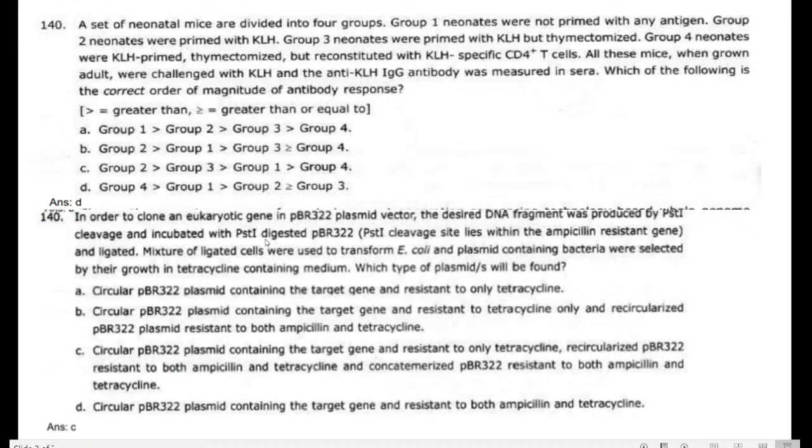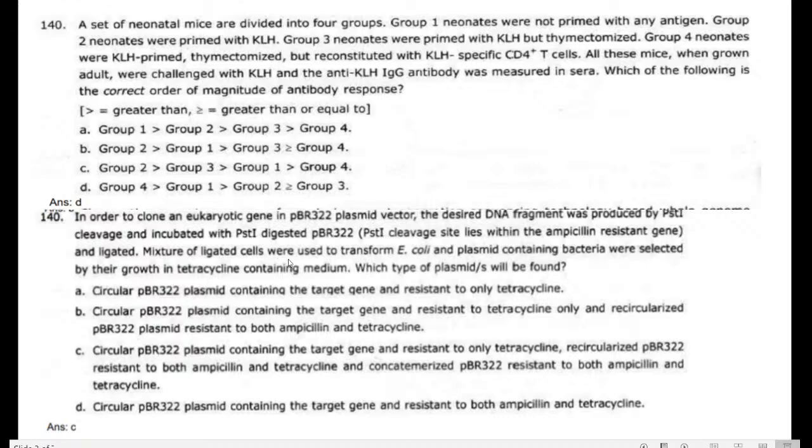It's incubated with PstI-digested pBR322 and ligated. Here they mention the PstI cleavage site lies within the ampicillin resistance gene. While you are cutting this, while you ligate anything into this PstI site, the ampicillin resistance gene becomes inactivated. They are not able to express. It's a keyword here.